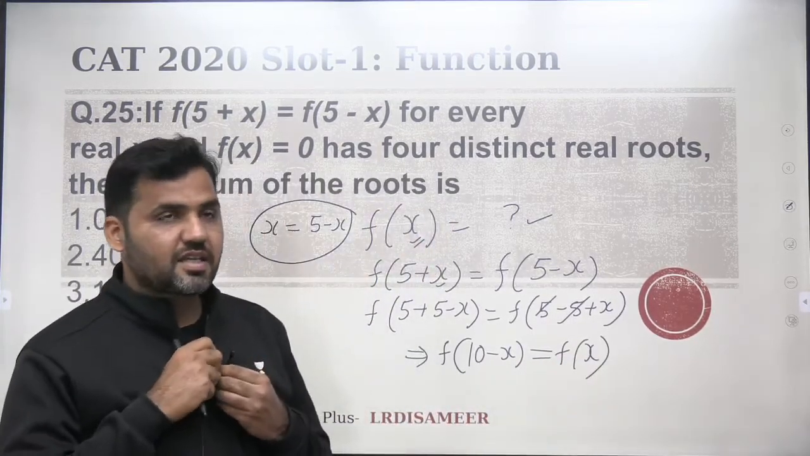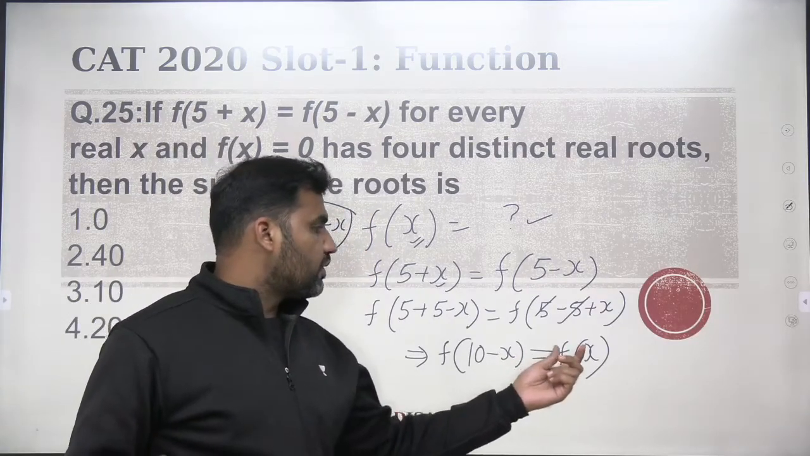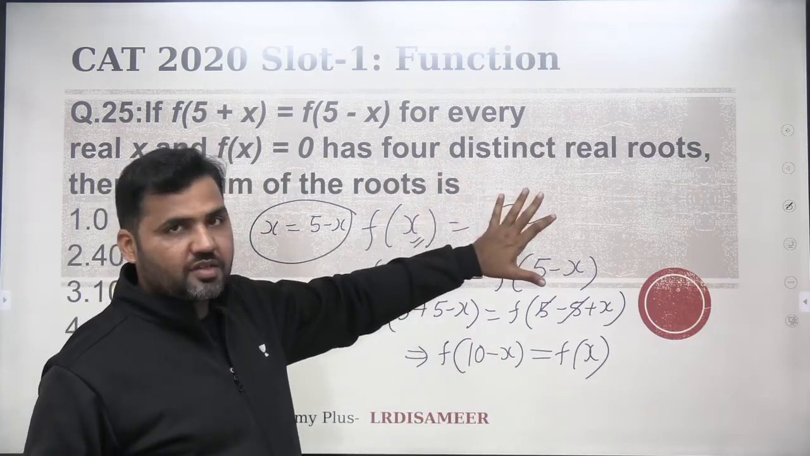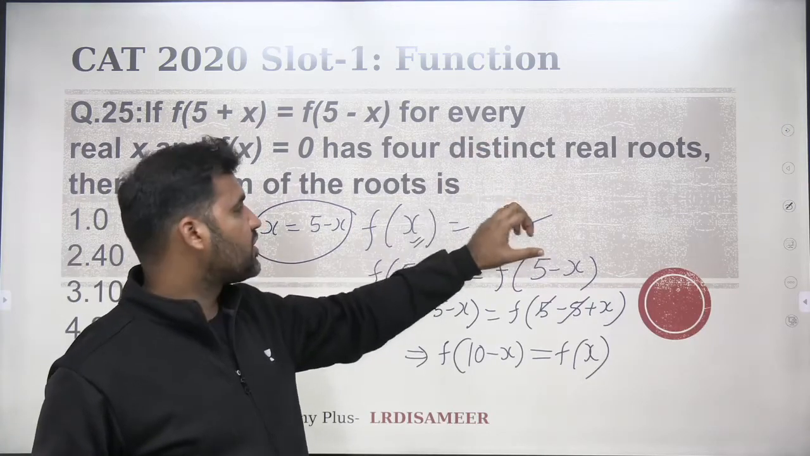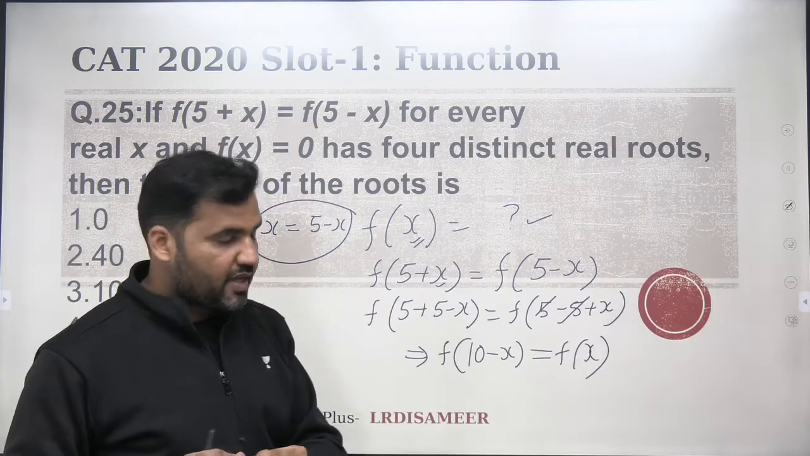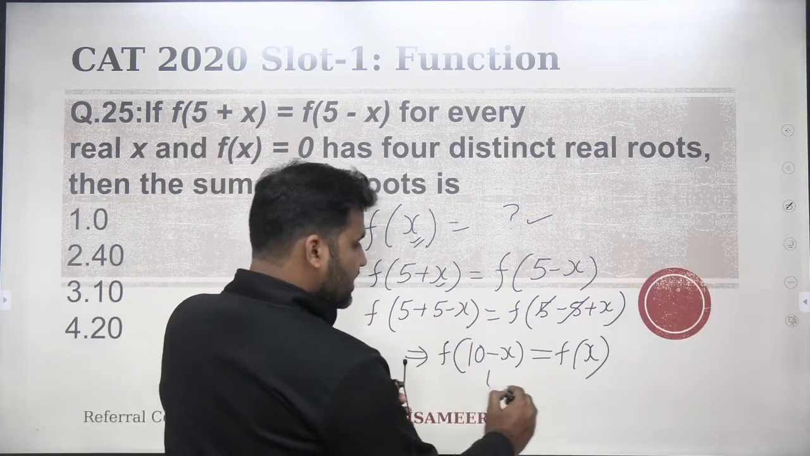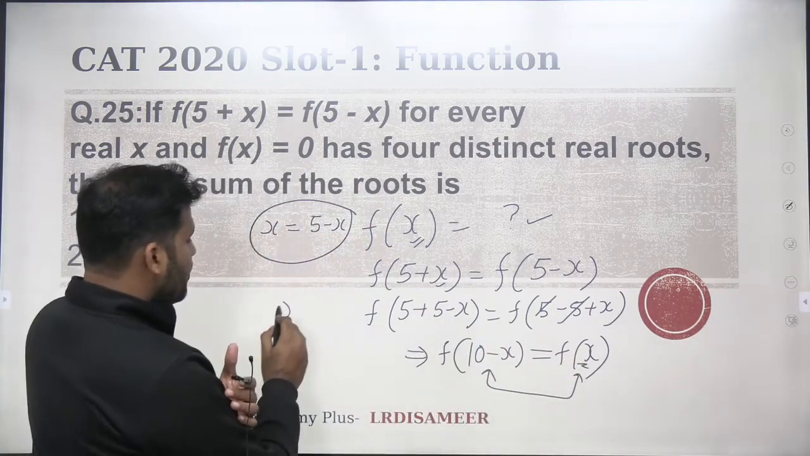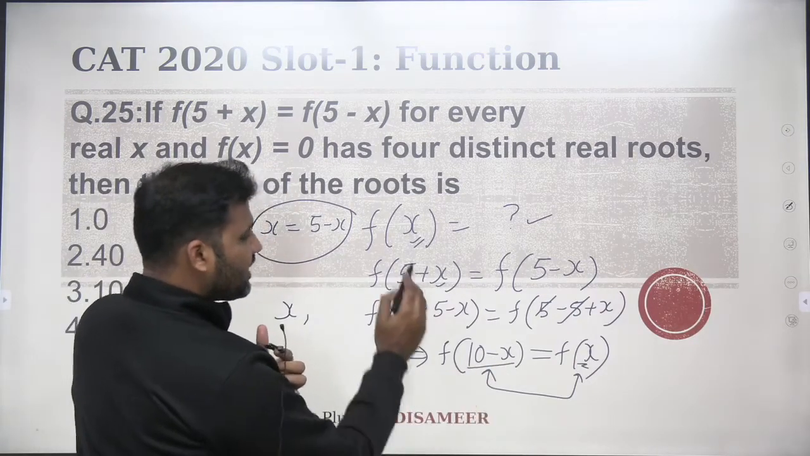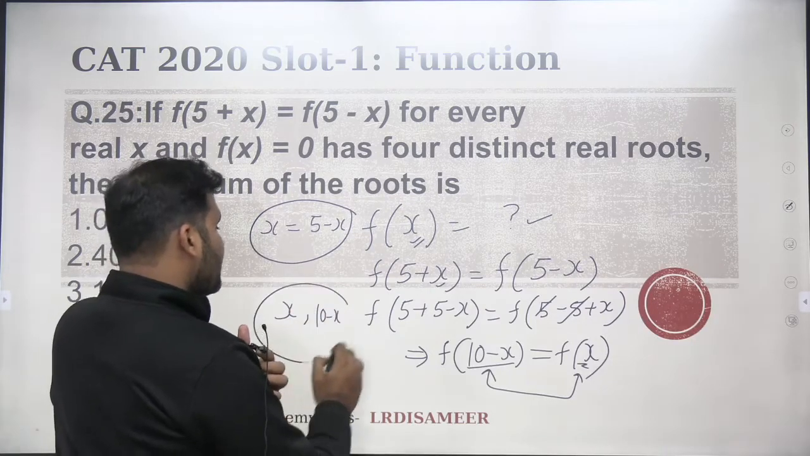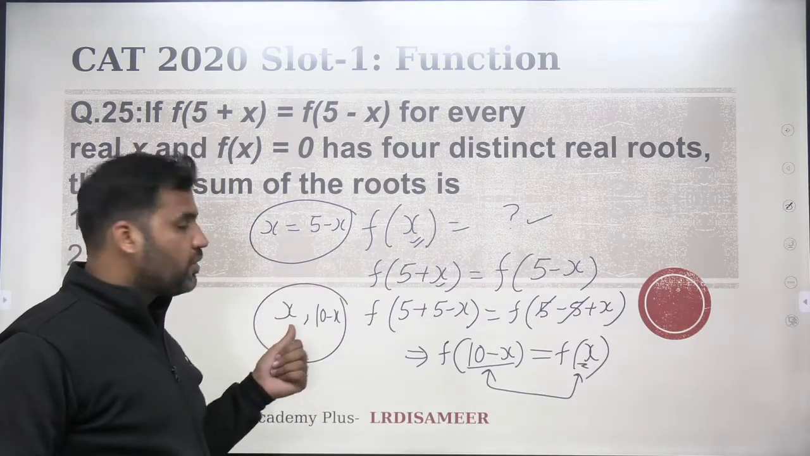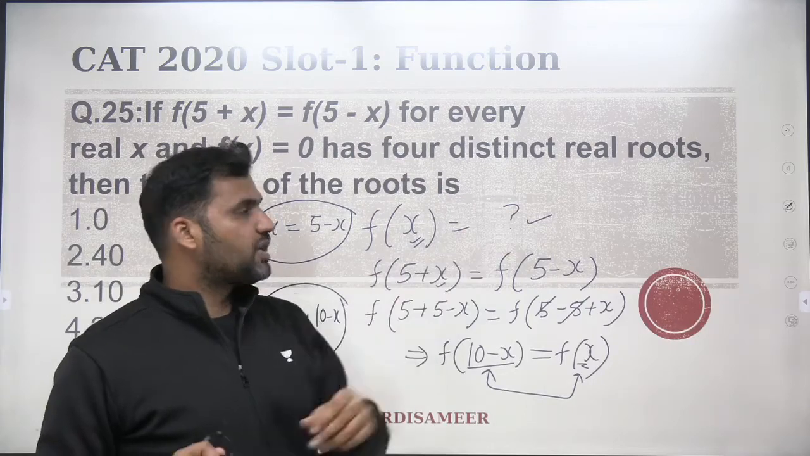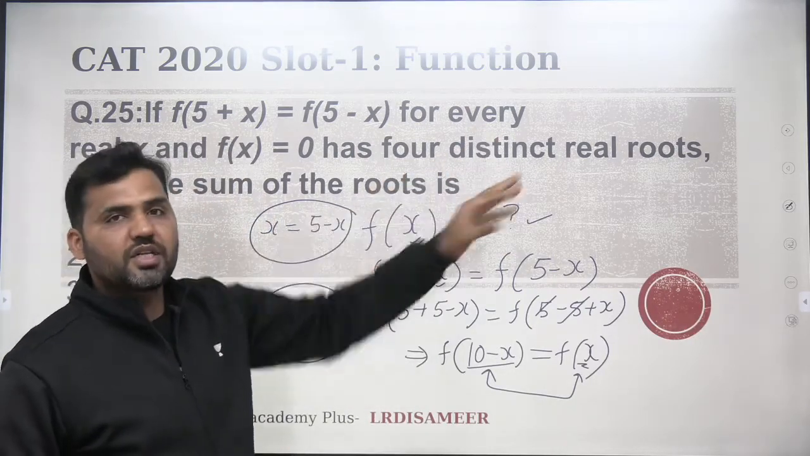That means f of x is a kind of function which has the same value as f of 10 minus x. Now, whatever function f of x is, whether it's a quadratic equation or a cubic equation or whatever the expression of f of x is, I know that this relation will hold true. That means if x is one of the roots of the equation, the other root would be 10 minus x. So whatever the function f of x, if x is one of the roots, 10 minus x will be another root. And it is given that it has 4 distinct real roots.